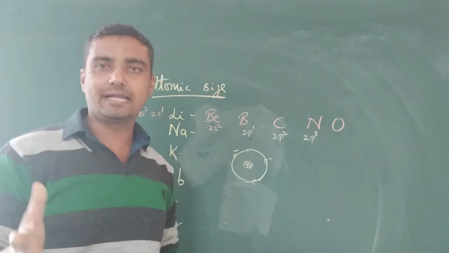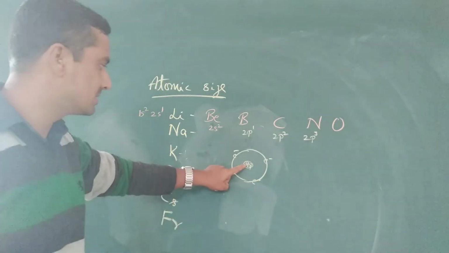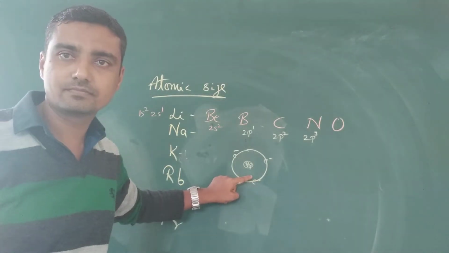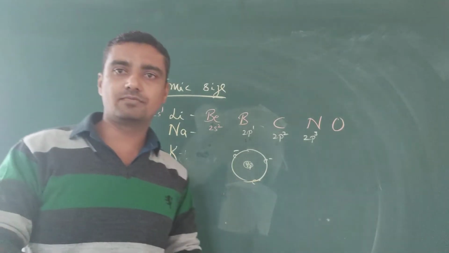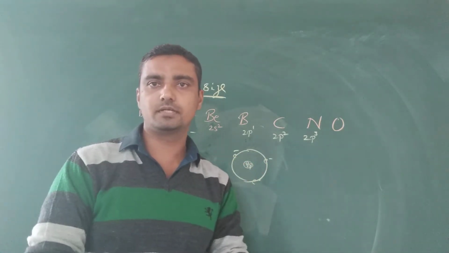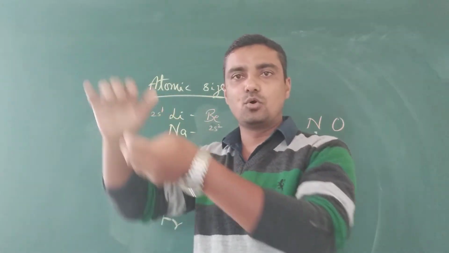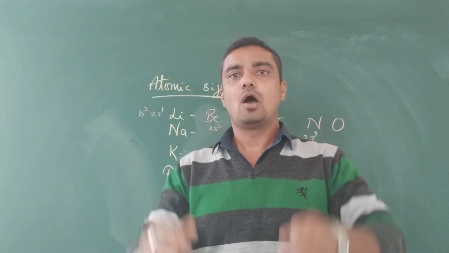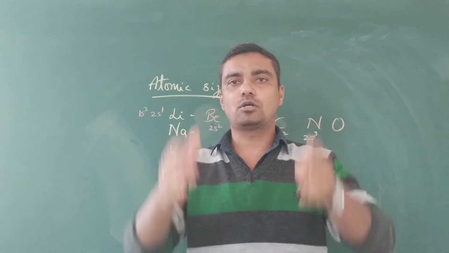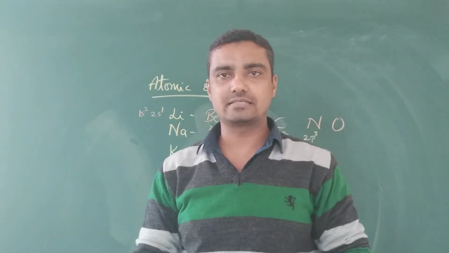If the electron is added to the same orbital, the force of attraction between the nucleus and the outermost shell of electrons again increases. So that's why the size of the atom goes on reducing across the period. Understood? So across the period the atomic size goes on decreasing, and down the group the atomic size goes on increasing.